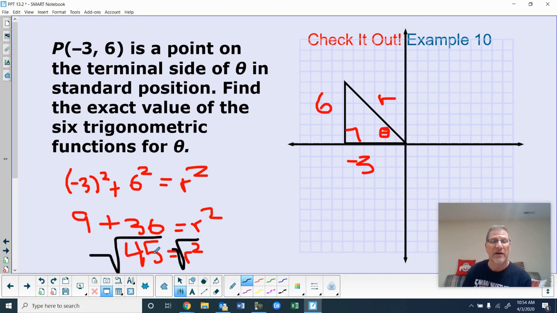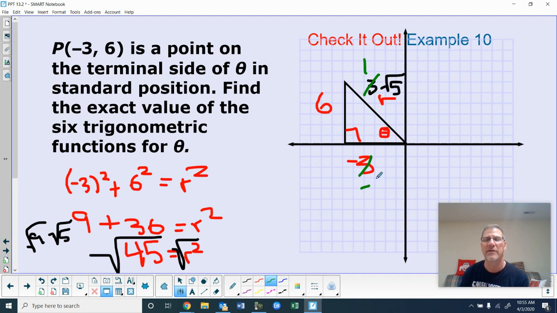So that's 9 times 5, right? So the square root of 9 is 3. 3 radical 5 would be this side. Again, 3's go into all 3 of those numbers, so I'm going to reduce them. Make it easier on yourself. So 3 divided by 3 is a 1, negative 3 divided by 3, negative 1, and 6 divided by 3 would be 2. And then I'd find, again, they're wanting exact value, all 6.